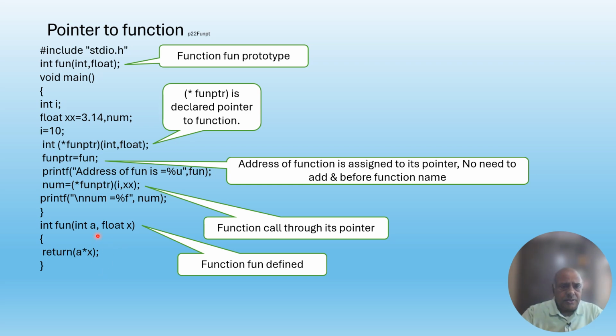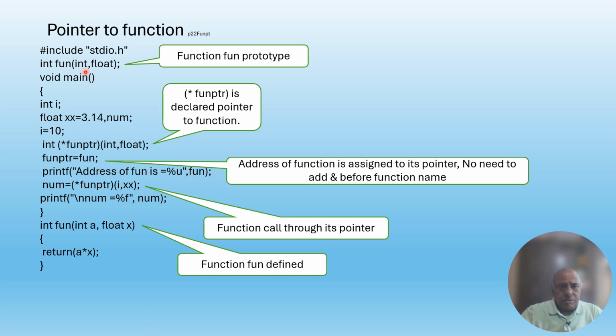int a and float x are the two formal arguments of the function fun. To these formal arguments, the values of the actual arguments will be assigned. And now what does the function do? It simply returns the value of a into x. So a*x is returned, which is collected by the variable num here, and that variable num will be displayed by this printf statement.